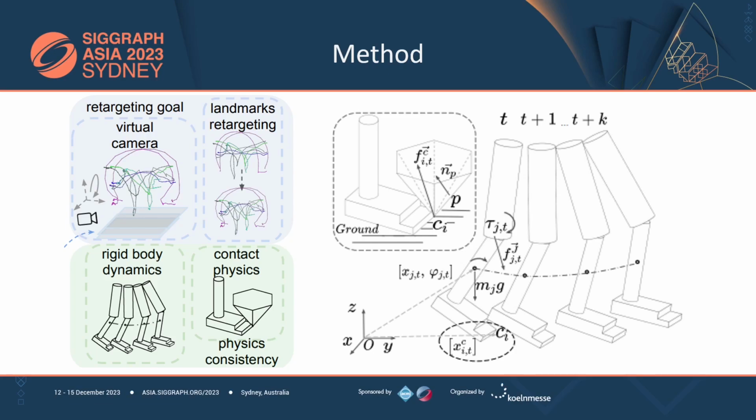We construct the landmark retargeting loss to minimize the distance between the reconstructed trajectory and the visual detections. In our work, this term is composed of joint position, velocity, and bone direction loss. We also propose two different terms to solve the rigid body dynamics.